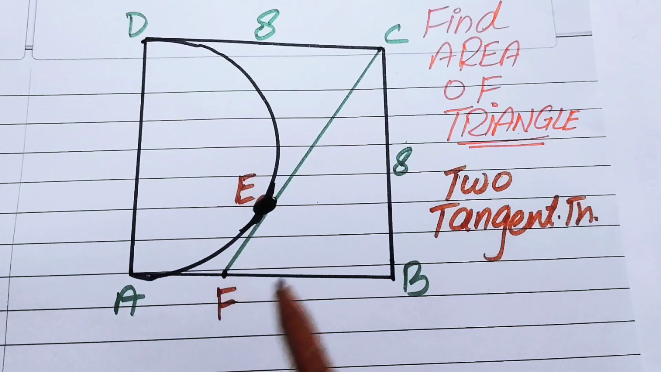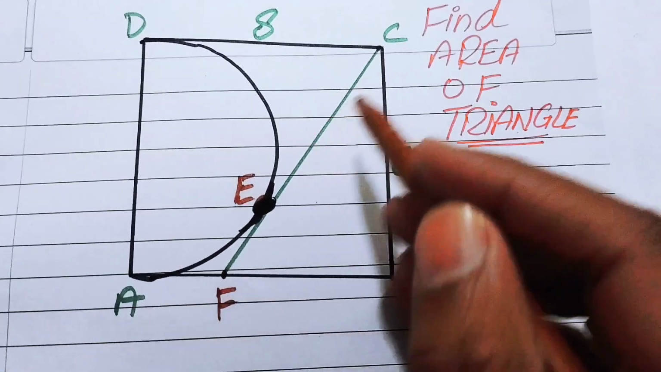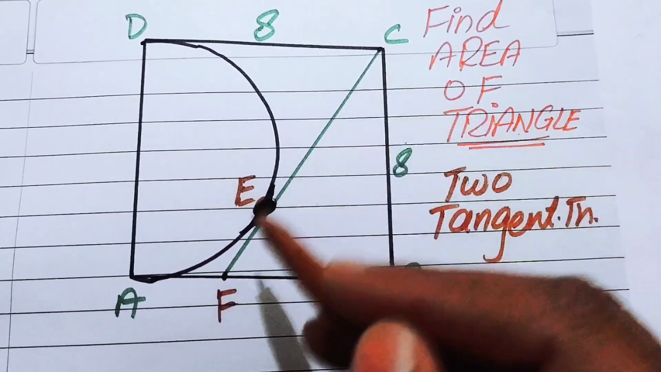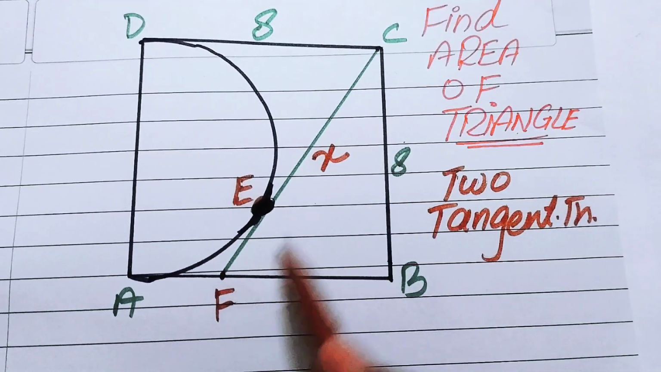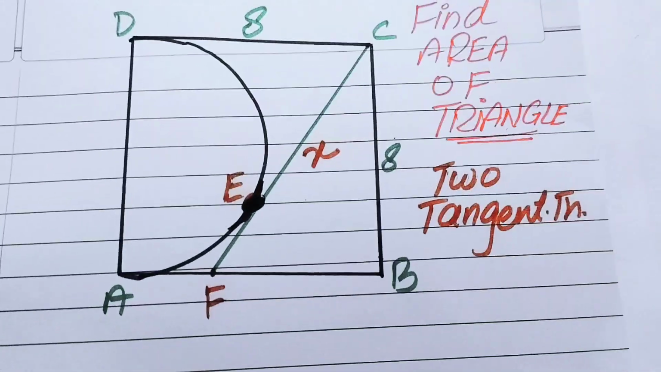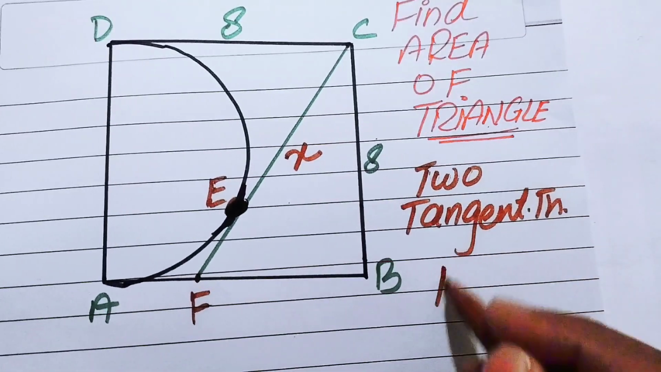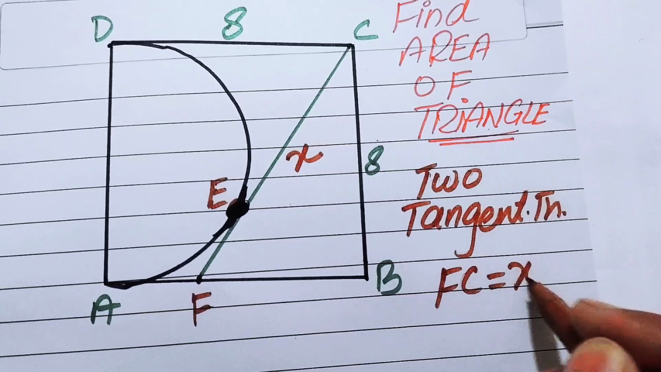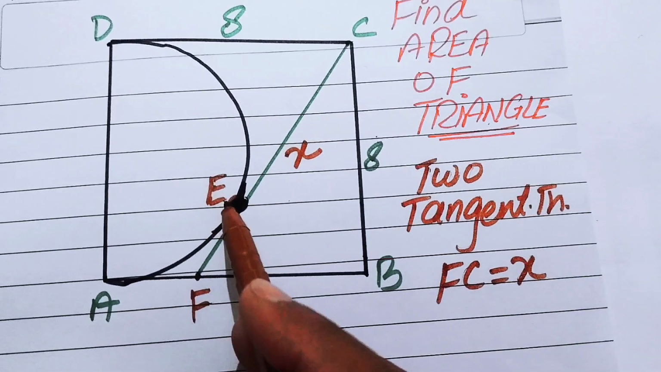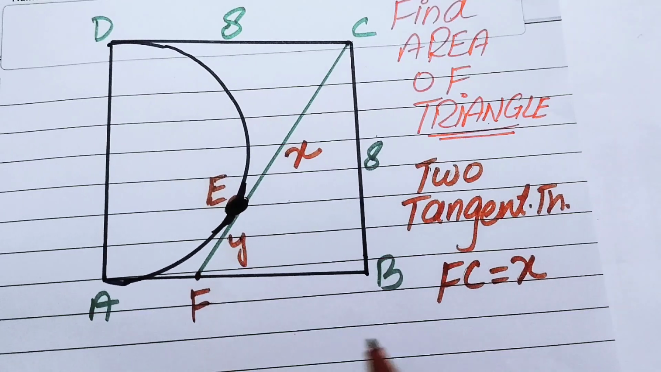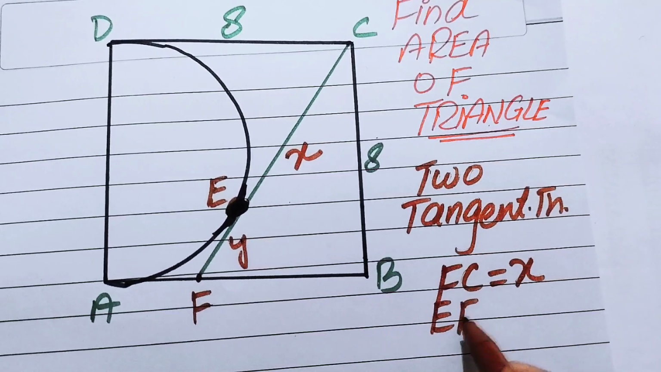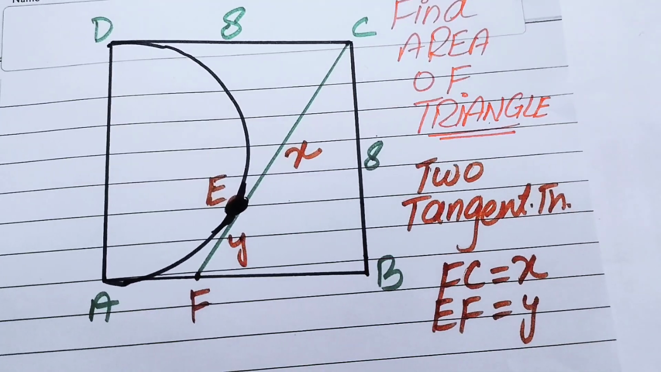So here you focus on the right triangle, and here we denote the length of side FC with x. So we suppose that the length of the side FC equals x. So we can write the length of FC equals x, and we denote the length EF equals y. So we write here the length EF equals y.